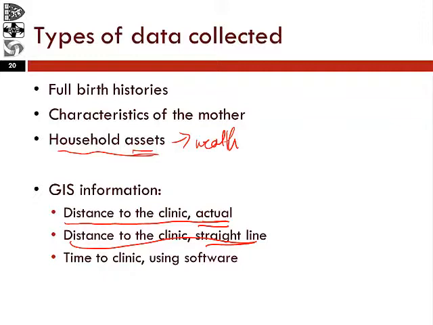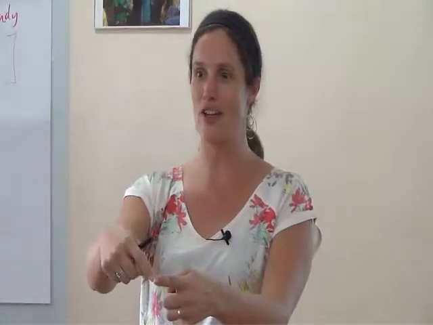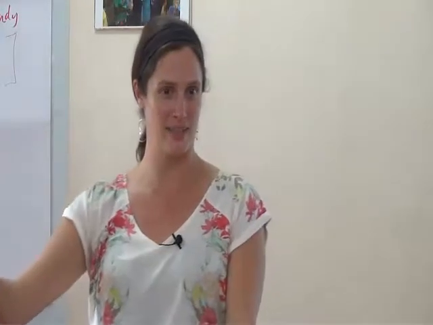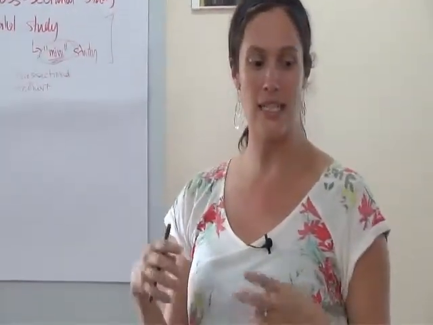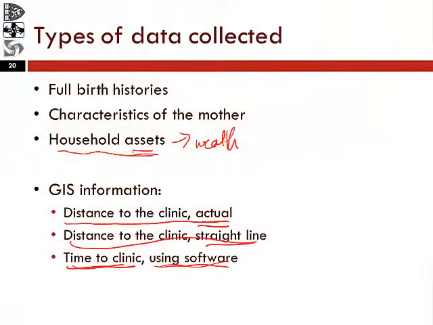And then they did time to clinic. And this one they did using software. So they took the path that they walked, and they estimated how long it would take for her to walk from this point to that point. And then she gets on the moto. How long does it take on the moto to get to the health center? So they tried to get an estimate of time to clinic. So these are their 3 measures of distance.